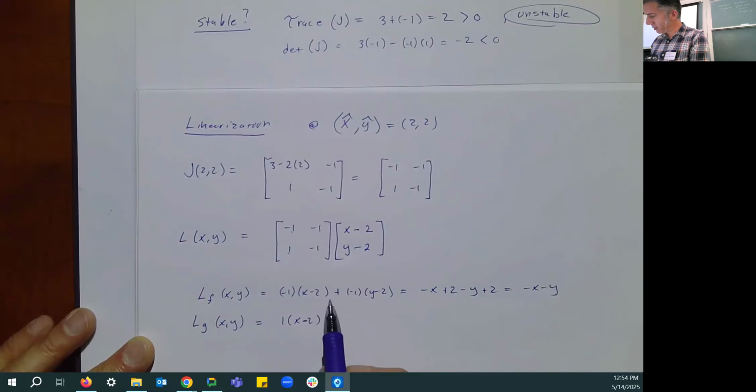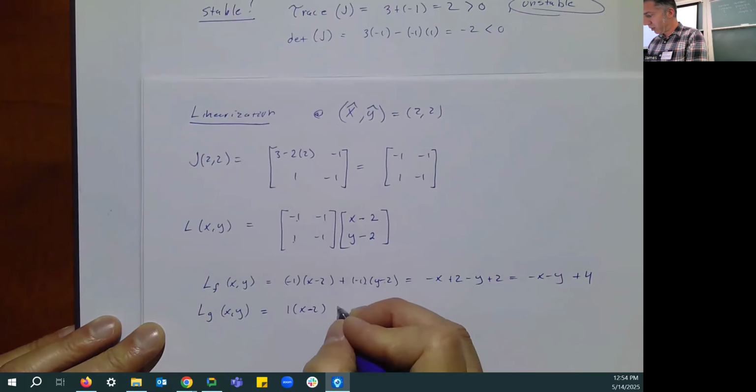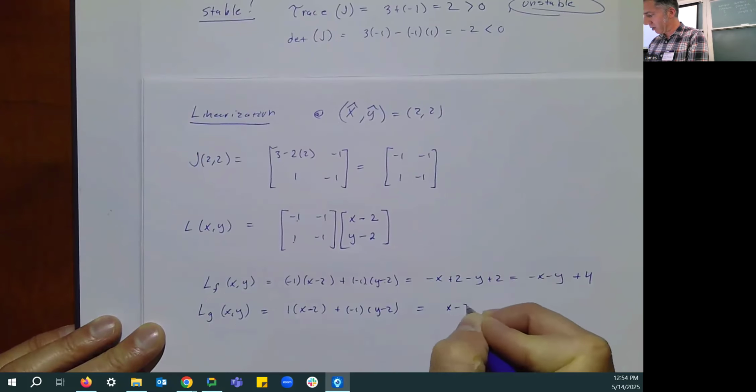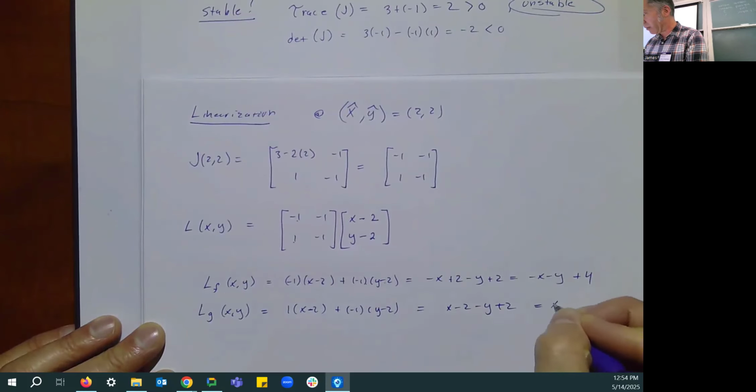I feel like I've done something stupid over here. I think I made a mistake over here in the first one, sorry. -x plus 2 minus y plus 2. How did my 2's add up to 0 here? There we go. On the bottom one, 1 times x minus 2 plus -1 times y minus 2 is x minus 2 minus y plus 2. And the 2's do cancel here, and we get x minus y.